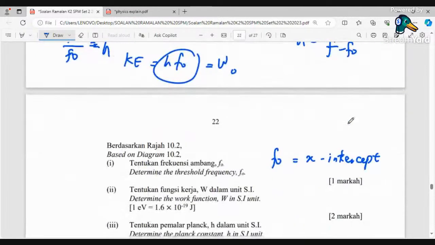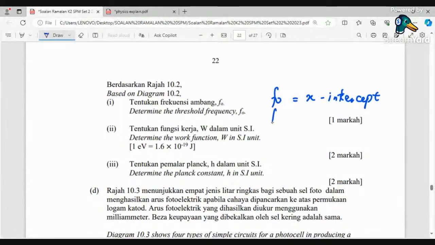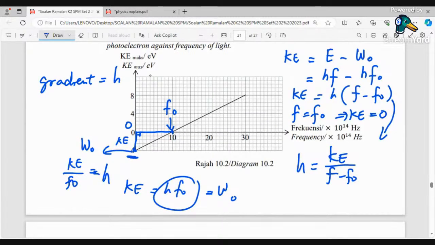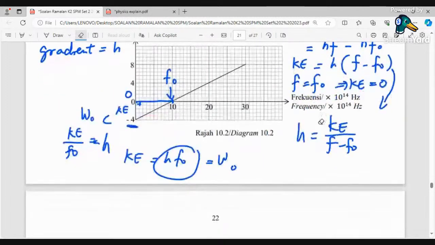10 times 10 power 14. Kalau you nak tulis standard form ialah 1 times 10 power 15 Hertz. Itu threshold frequency. Untuk work function, tengok sini apa value dia. Okay, negative 4. Maksudnya work function ialah 4 eV ya.